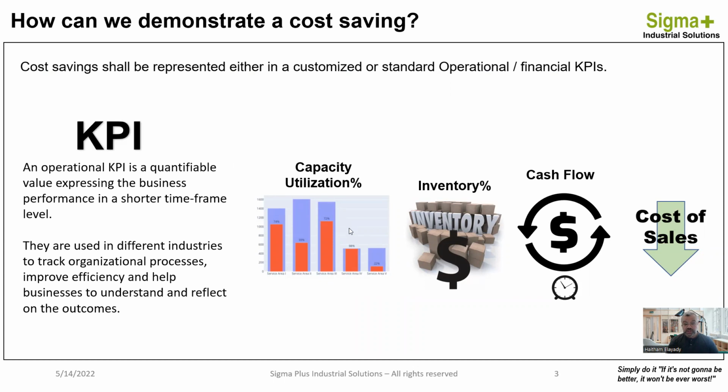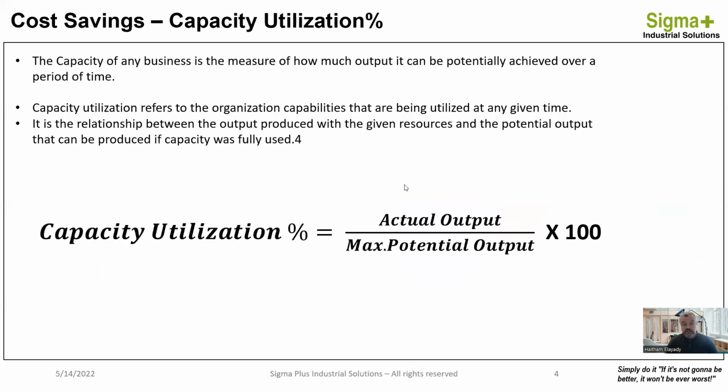which is the capacity utilization percentage. And we're going to discuss how we can generate soft savings from improving the capacity utilization percentage. There will also be 3 other KPIs that we will discuss later on in other videos, which are the inventory percentage, the cash flow, and the cost of the sales.